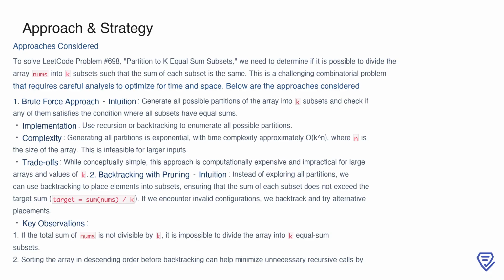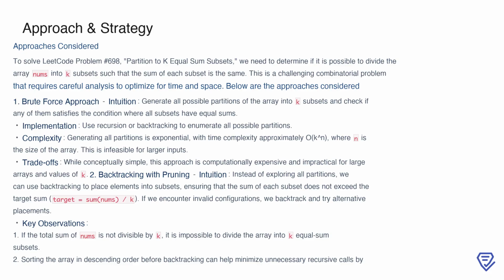Another approach is backtracking with pruning. With this method, instead of exhaustively generating all partitions, we build subsets incrementally and backtrack whenever we encounter an invalid configuration. The key insight here is to ensure that the sum of any subset does not exceed the target sum, calculated as the total sum of the array divided by k.